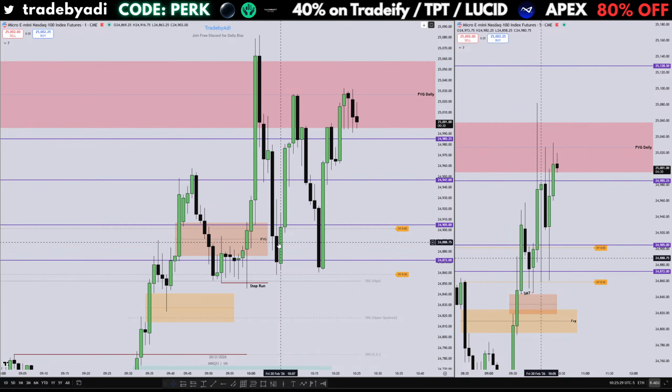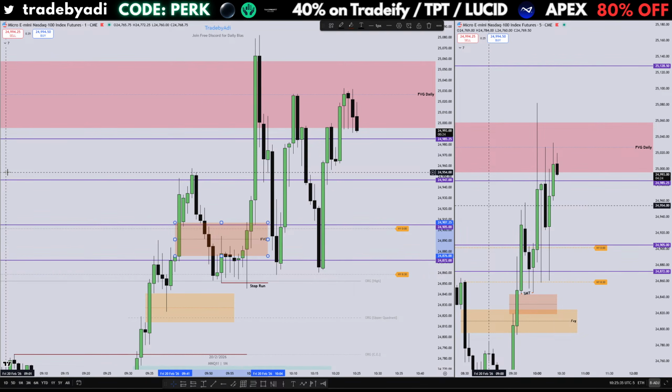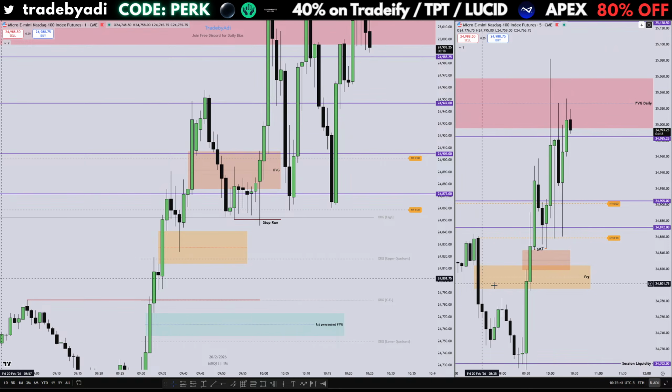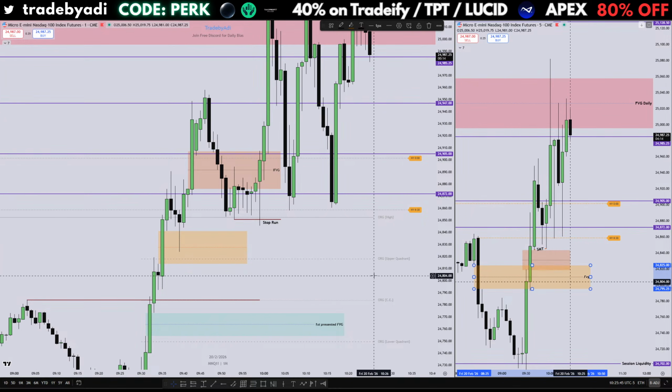My model is simple. I just check the change in state of delivery or IFGs for entry, but after the confirmation, I also wait for the higher time frame key level and how it is going to react. This is what I look for.